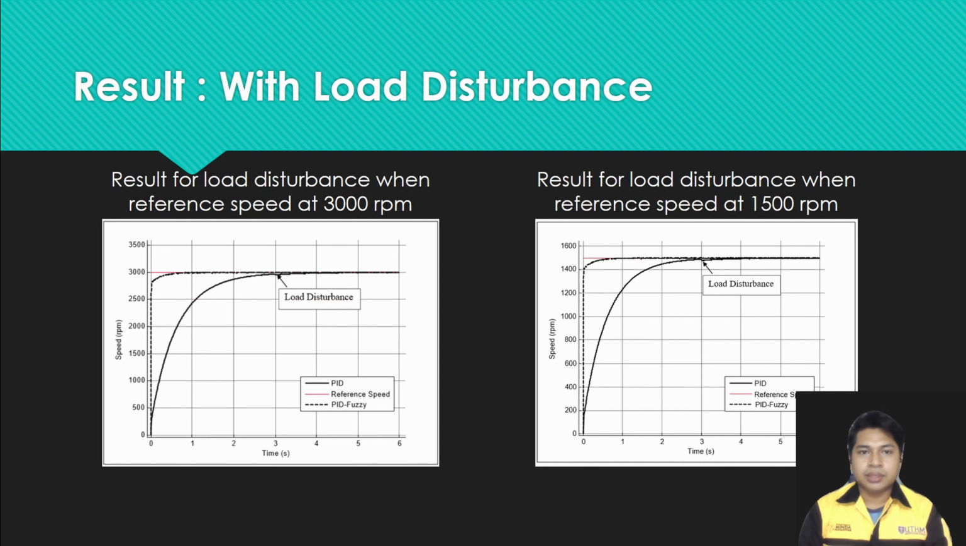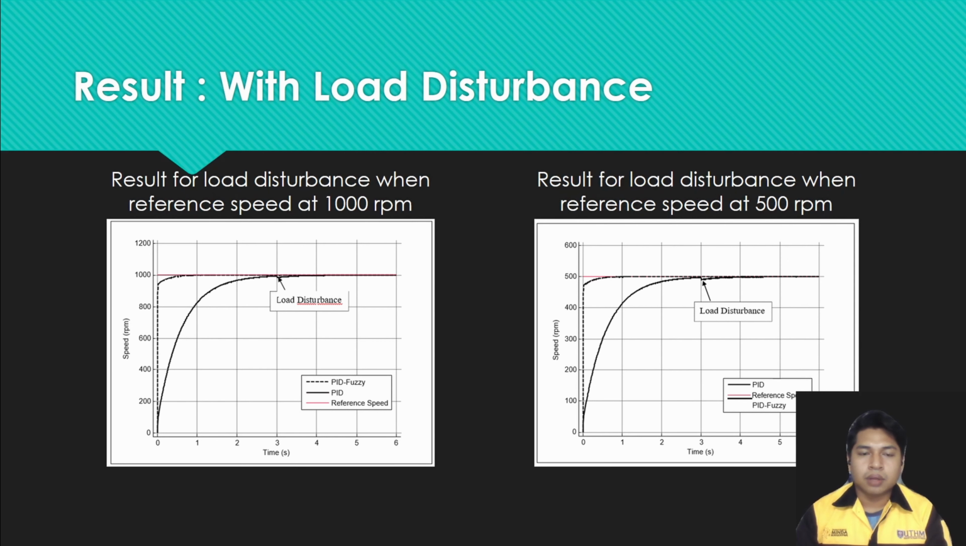After that, we test the project using the load disturbance. This first graph shows the result for load disturbance when the reference speed is 3000 rpm. The next graph shows 1500 rpm. This graph is the result for load disturbance when the reference speed is 1000 rpm. And the last one is load disturbance when the reference speed is 500 rpm.